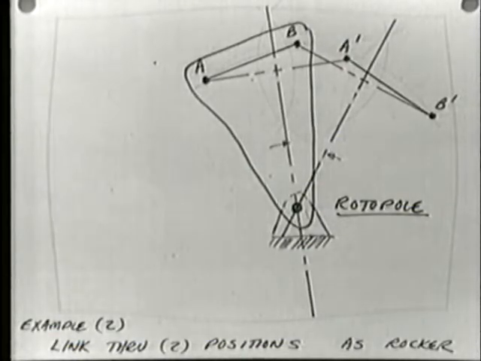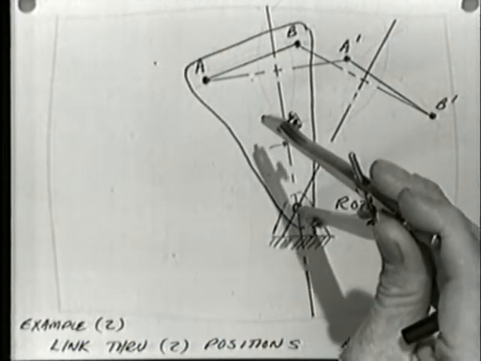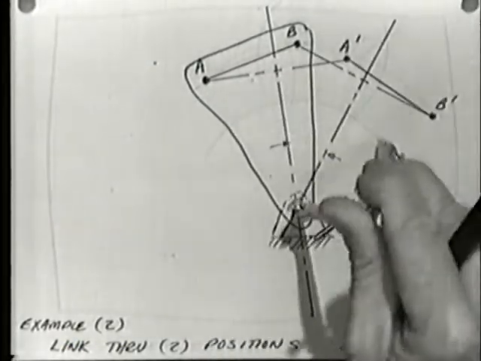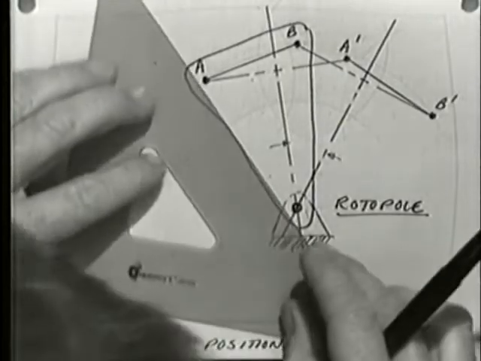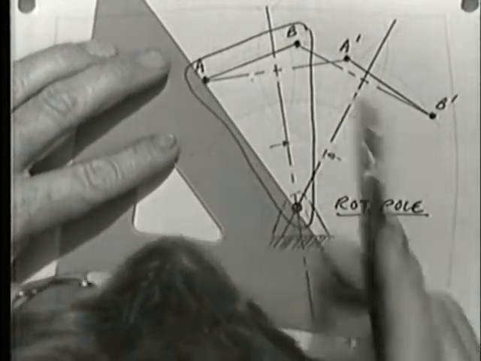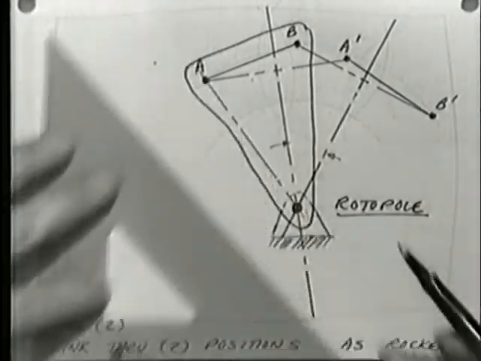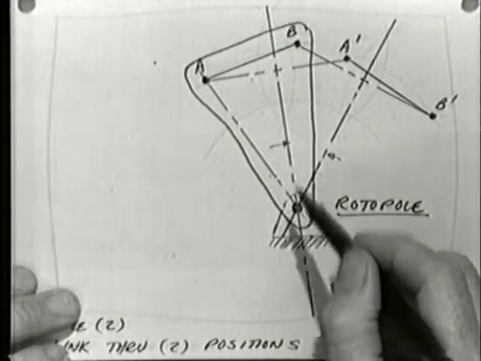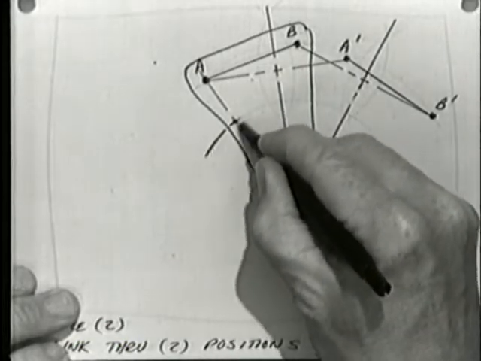I'll show you how to do that very quickly. It'll be a repeat of what we just did before. I'm going to choose some quite arbitrary radius here, whatever seems nice, and I'm going to find the intersection of that radius with any radial line on this link, and I'll choose the line that goes from the rotopole center to point A, for reasons which will be obvious in a moment.